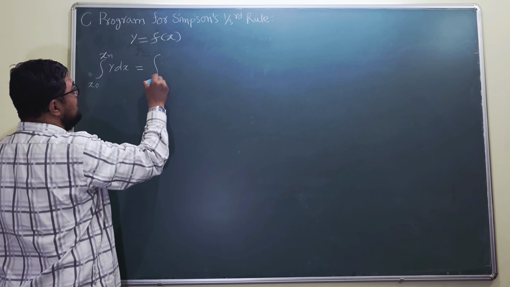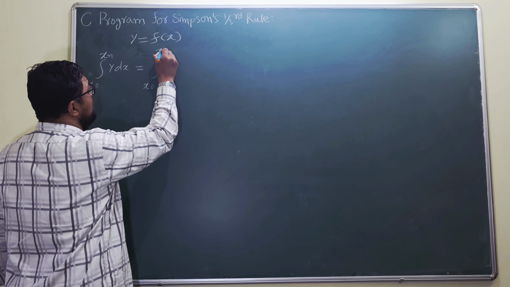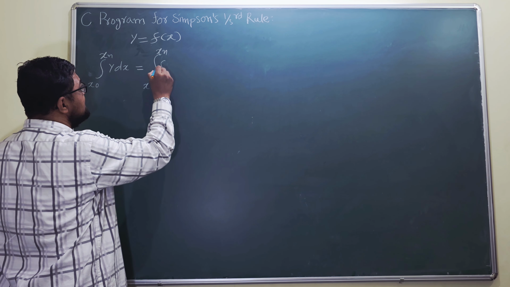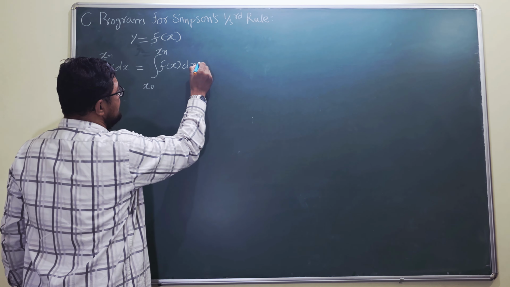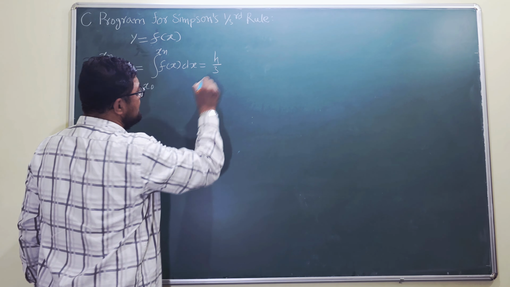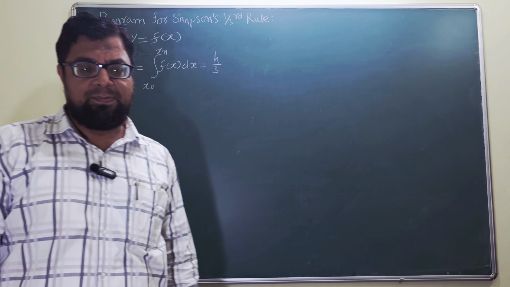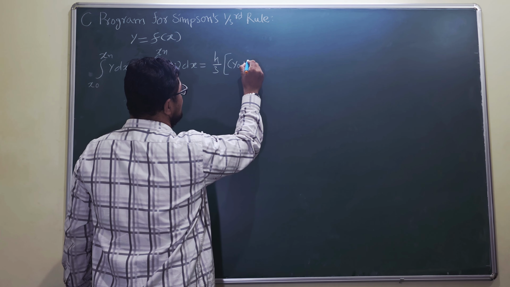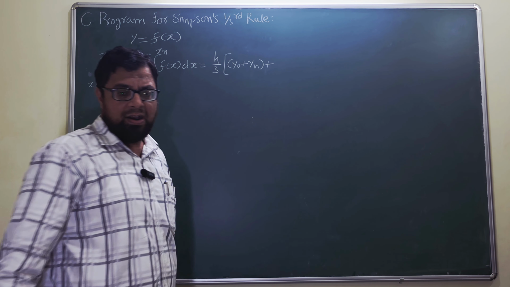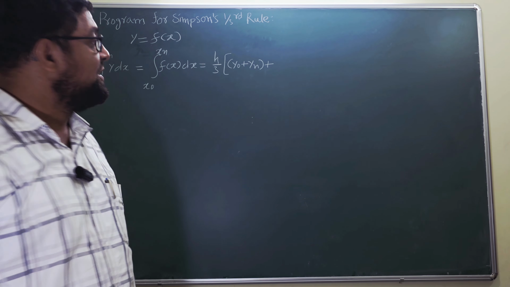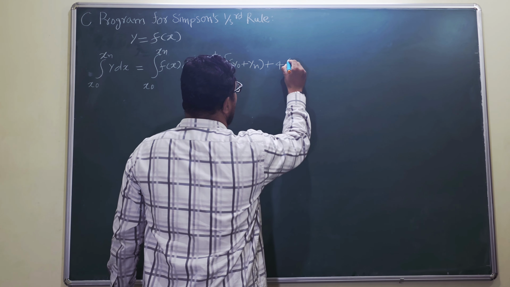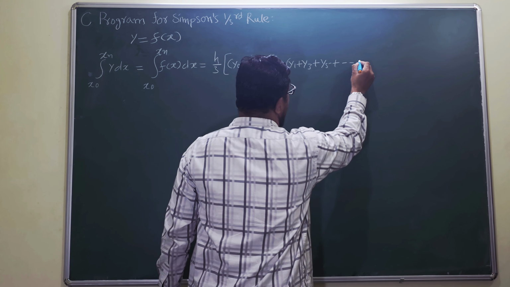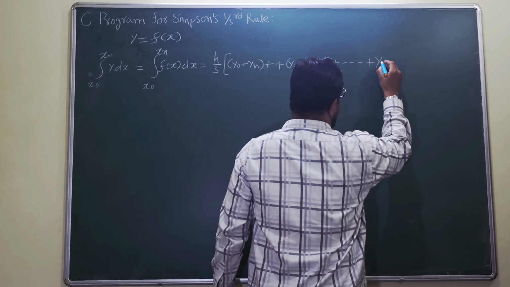same thing as integration from x0 to xn, where x0 is the lower limit and xn is the upper limit, f of x dx is equal to h divided by 3. Since it is Simpson's one-third rule, there is an h divided by 3 term there. Then we have y0 plus yn, and then plus we have 4 times y1 plus y3 plus y5 plus so on up to yn minus 1.